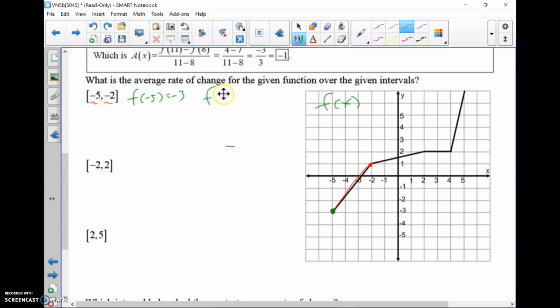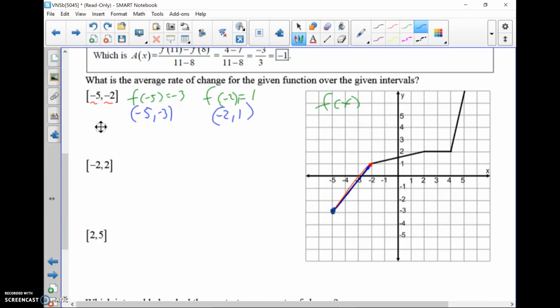And f of -2: plugging in an x value of -2 has a y value of 1. Let me rewrite this better. So f of -2 is 1. What this ultimately means is we have the points (-5, -3) and (-2, 1). Those are the endpoints of this little line segment that I want to know the slope of.